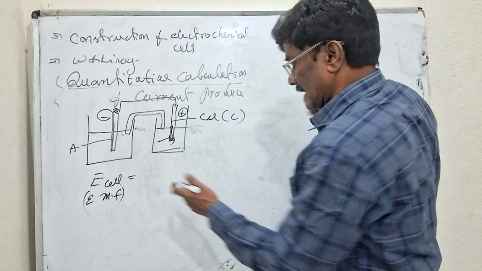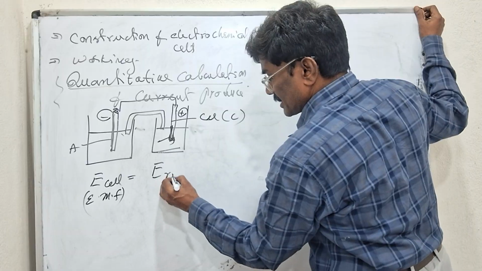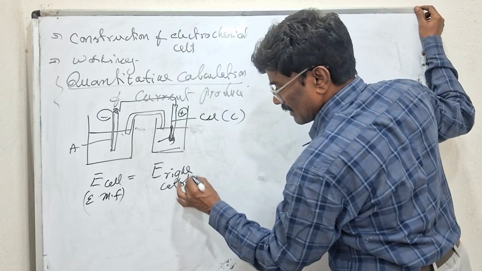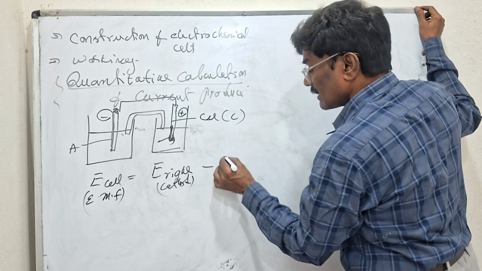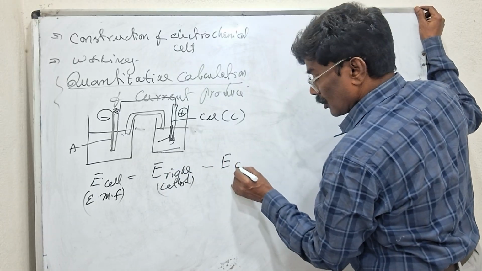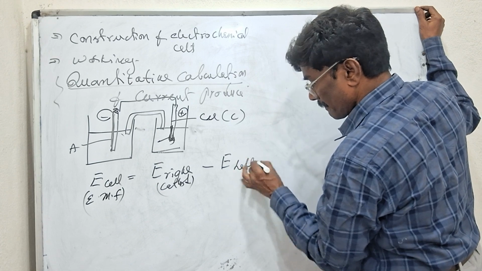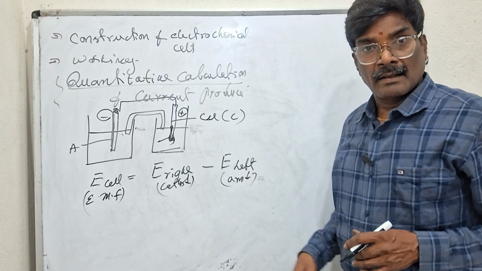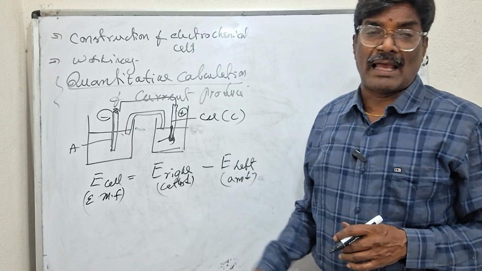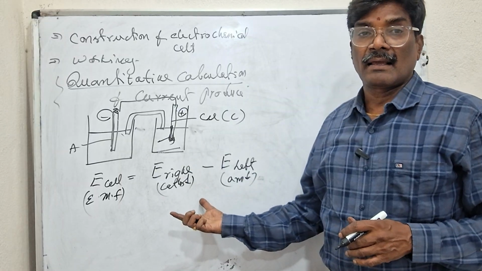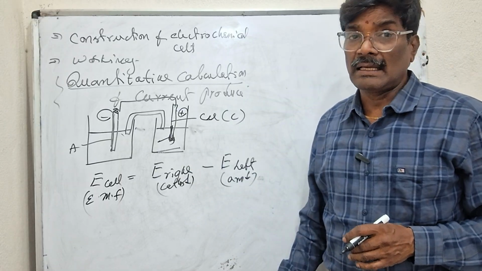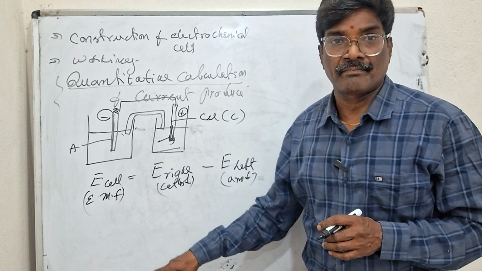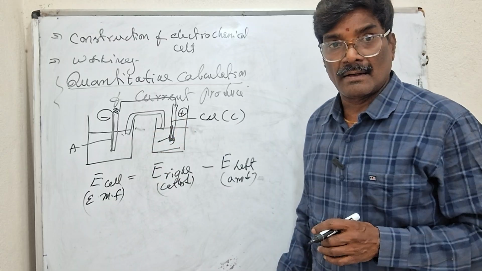The formula for the cell is E of the right, which is nothing but the cathode electrode potential, minus the electrode potential of the left, which is the anode. This is the formula. In examinations, they will give these values. By simply applying this formula, we can calculate the electromotive force of the cell, or simply the potential of the cell. But what is the problem here?